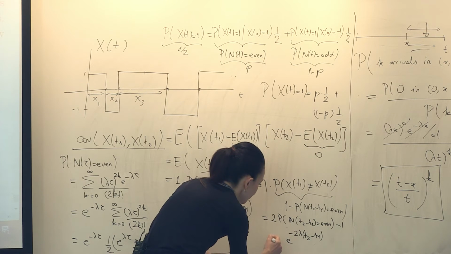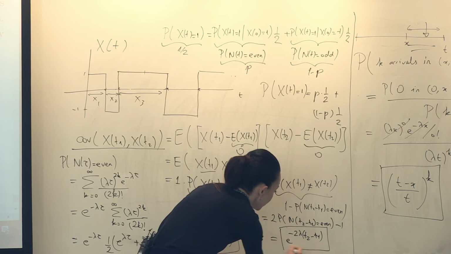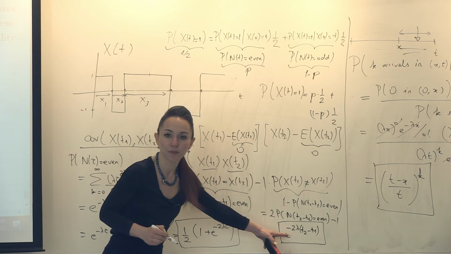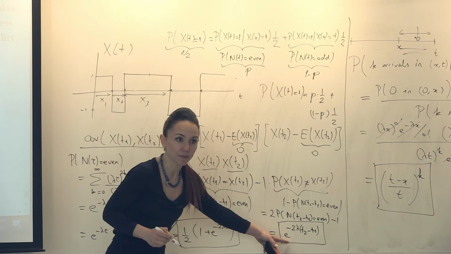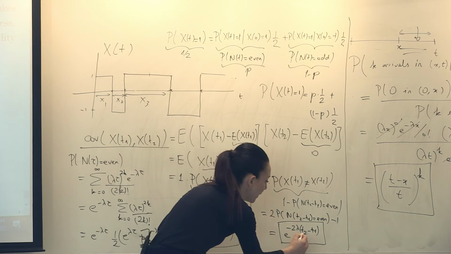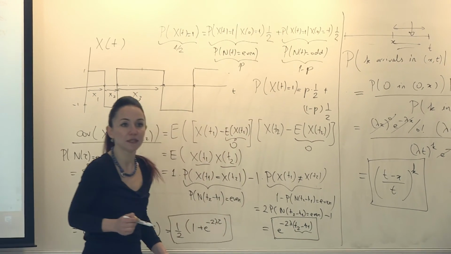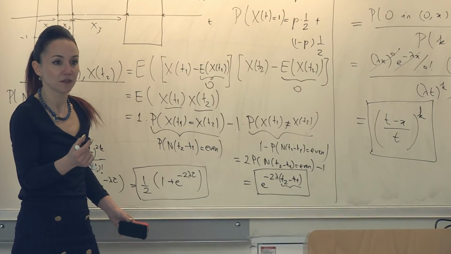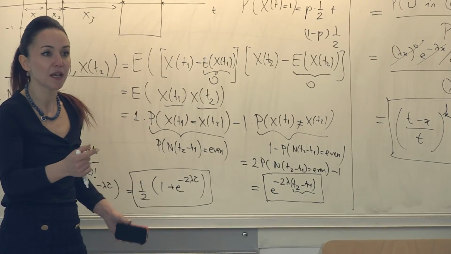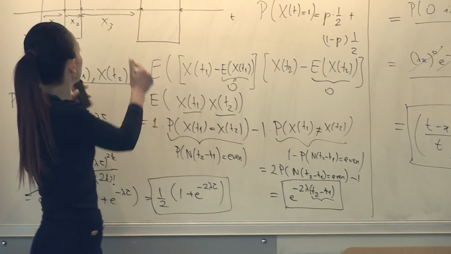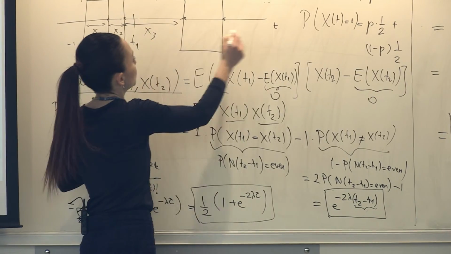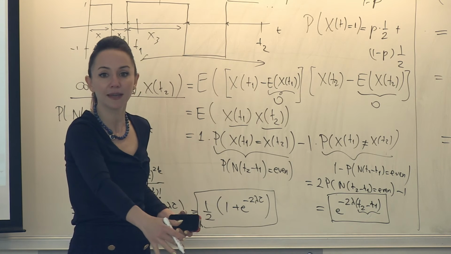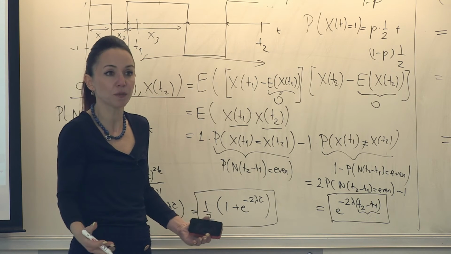The covariance turns out to be an exponential decay where the decay is increasing with the time difference, meaning as the time difference from t1 to t2 increases, the covariance decays to 0, which makes sense.